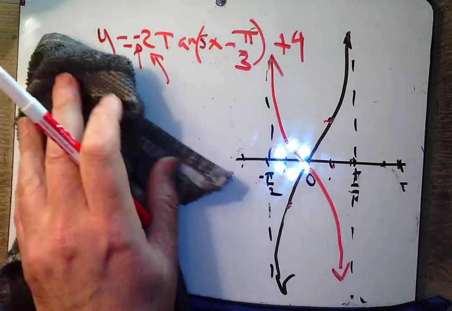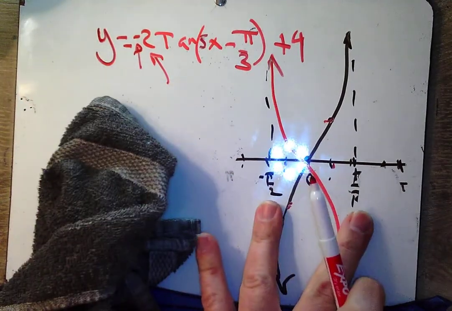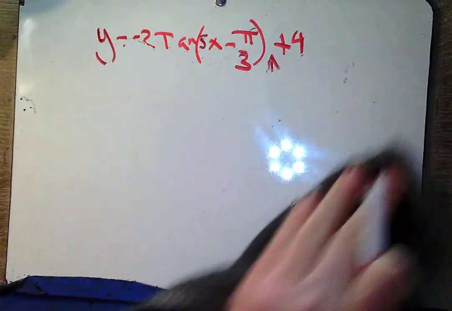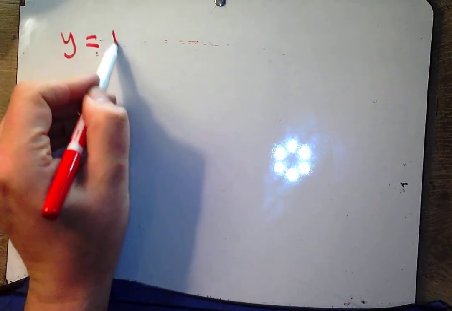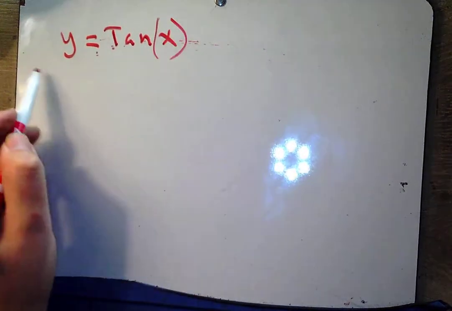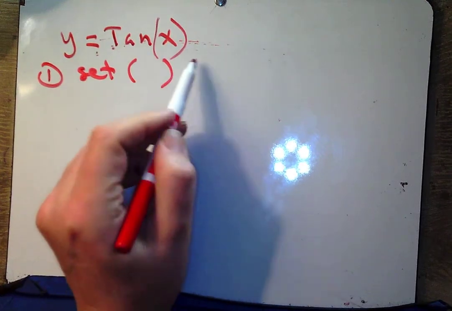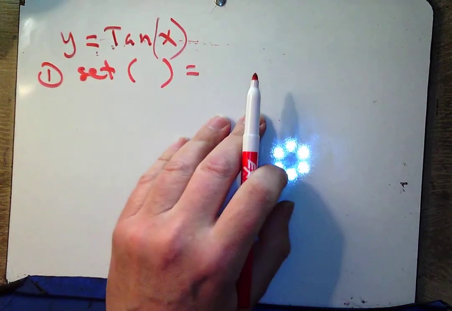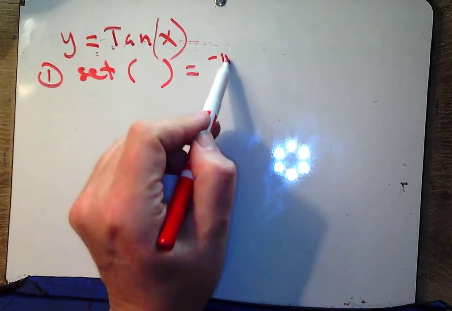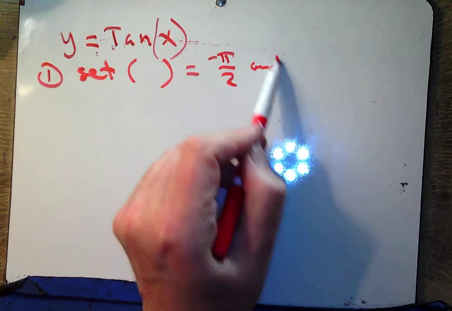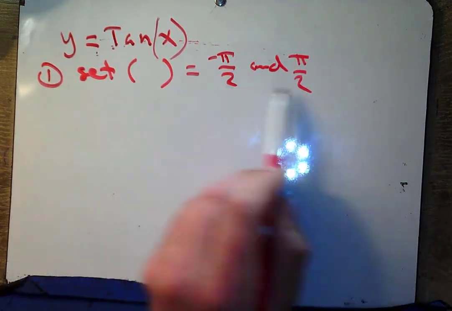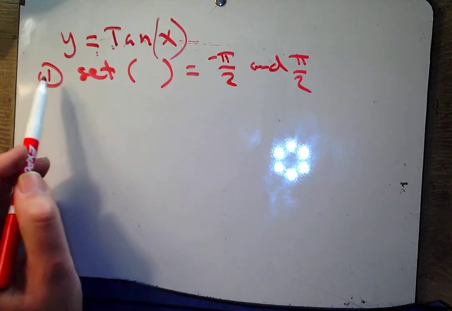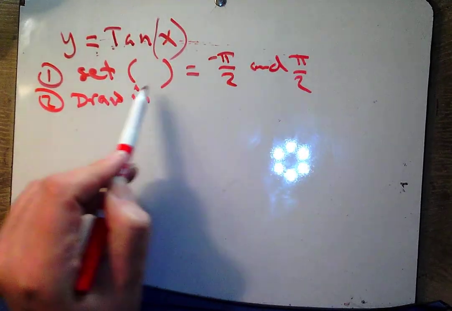So what is our protocol going to be for graphing a tangent graph? One period fits between vertical asymptotes at negative pi over 2 and pi over 2. So I'm going to start with y equals tan x. Step 1, set what's in the parentheses. This time not equal to 0 and 2 pi, like we did for sine and cosine, and therefore secant and cosecant. Here we're going to set the argument equal to negative pi over 2 and positive pi over 2, and so we're finding where the vertical asymptotes are. Then we're just going to draw in the vertical asymptotes.